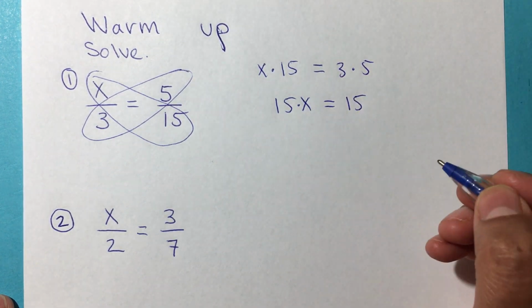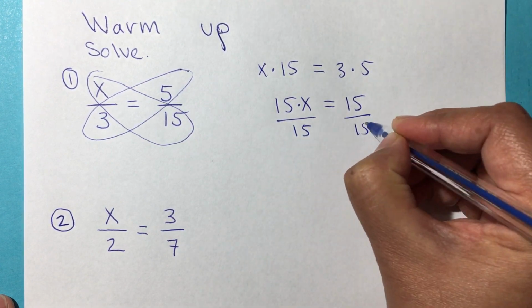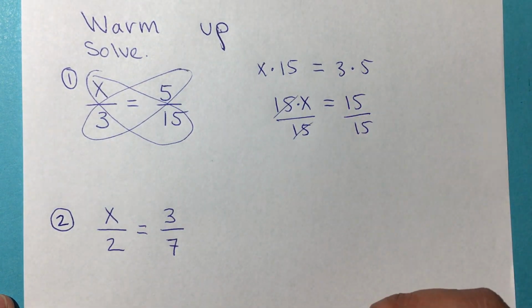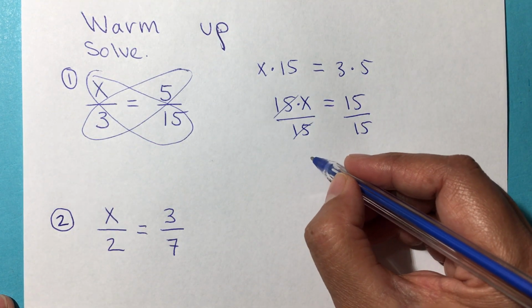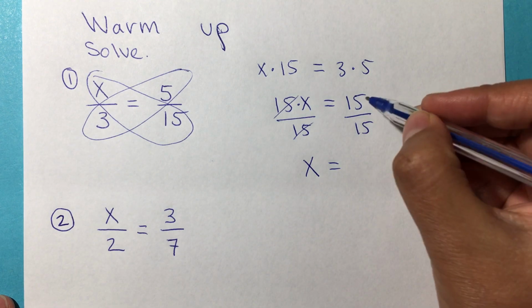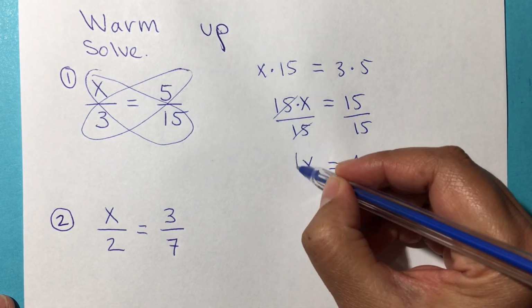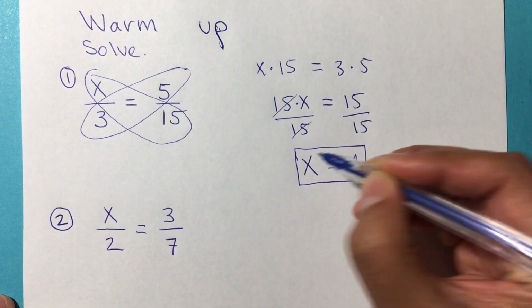Finally, if this is multiplication, the opposite of multiplication is division. So you will divide both sides by 15 to cancel that number. And 15 divided by 15 is 1x, but you don't need to put the coefficient 1. You know that the coefficient 1 is on the other side. 15 divided by 15 is 1. So the value of x is 1.